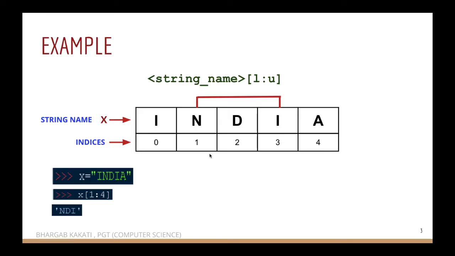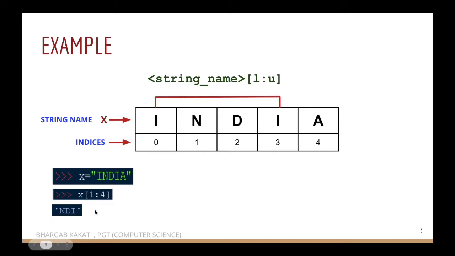So what is the lower limit here? The lower limit here is 1. What is the upper limit here? The upper limit here is 4. So which part of the string will be displayed? From the lower limit, that is 1, to the upper limit minus 1, that is 3. And as a result, the answer that we are getting is NDI.